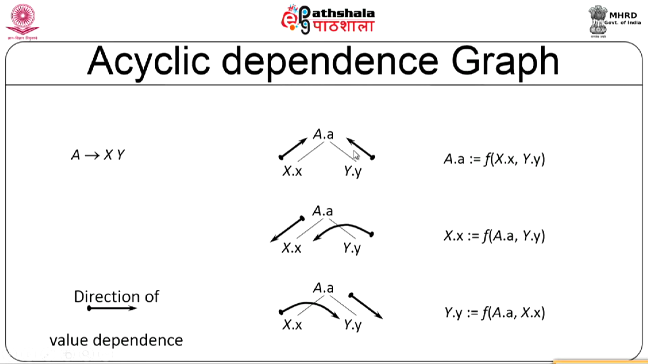So, in the context of attributed definitions, we have associated a direction for the dependence of value. For example, here A.a depends upon X and Y. So, this A is computed from X and Y. On the other hand, here this X is computed from A and Y, and this Y is computed from A and X. So, this shows the direction of dependence of one attribute on the other.